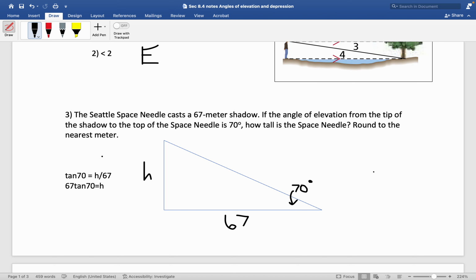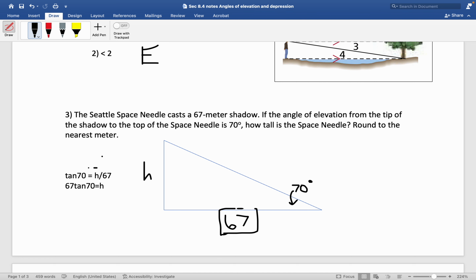I created this. The Seattle Space Needle casts a 67-meter shadow. We know that the shadow should be on the ground, so I have labeled 67 on the bottom of this right triangle. The angle of elevation from the tip of the shadow to the top of the Space Needle, basically from the shadow up to the top of our needle here, is a 70-degree angle, as you can see we have labeled. They want us to figure out how tall the Space Needle is, so we have two pieces of our three. We are going to use our SOHCAHTOA approach to solving this right triangle.